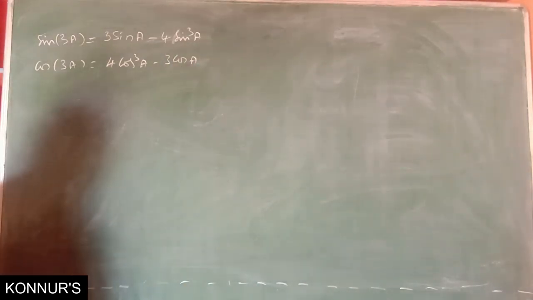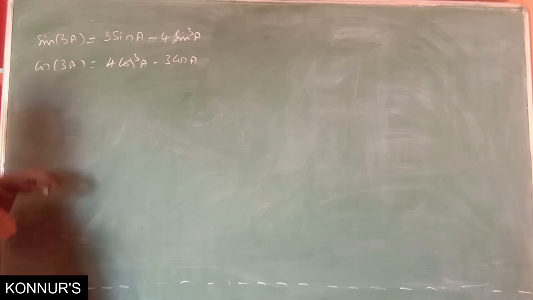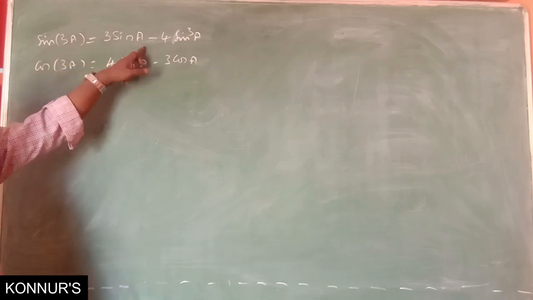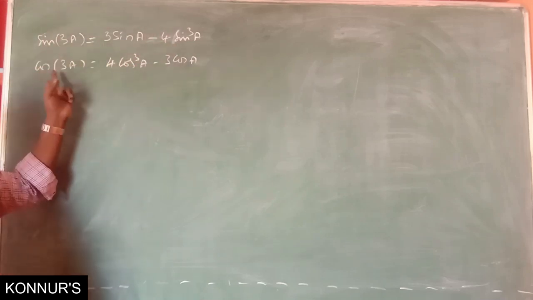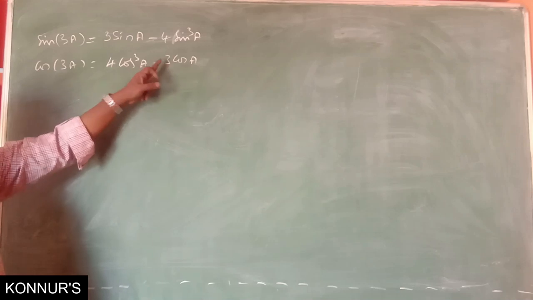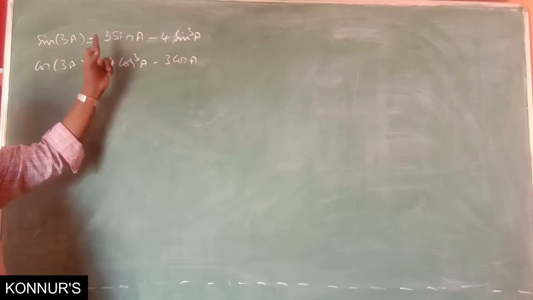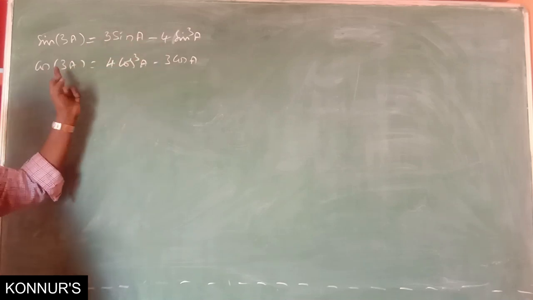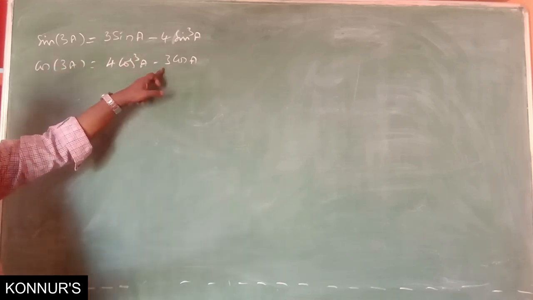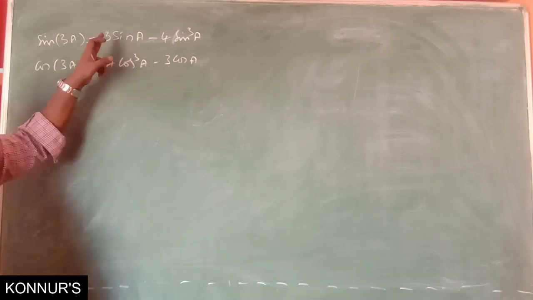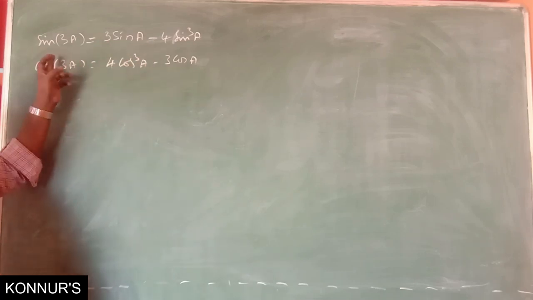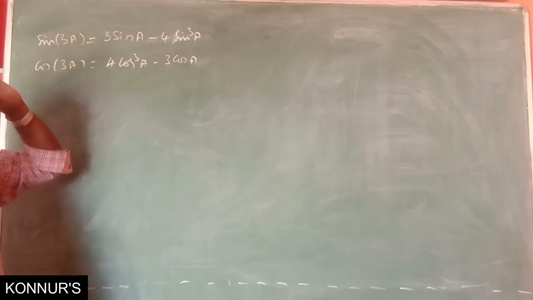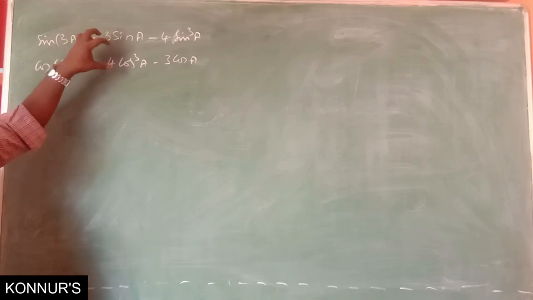Here some confusion is there for the students. Sin 3a is 3 sin a minus 4 sin cube a. Cos 3a is 4 cos cube a minus 3 cos a. In the case of sine, it is 3 minus 4, in the case of cos, it is 4 minus 3; you have to remember it. Okay. Some confusion is there. The students are telling that sine 3a is 4 sine cube minus 3 sine, like that. No. You try to record it in your mind.